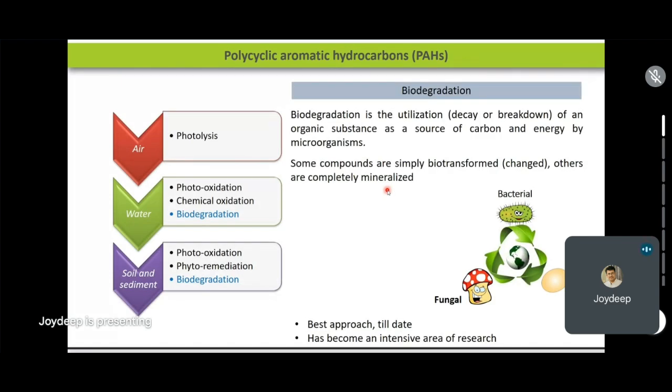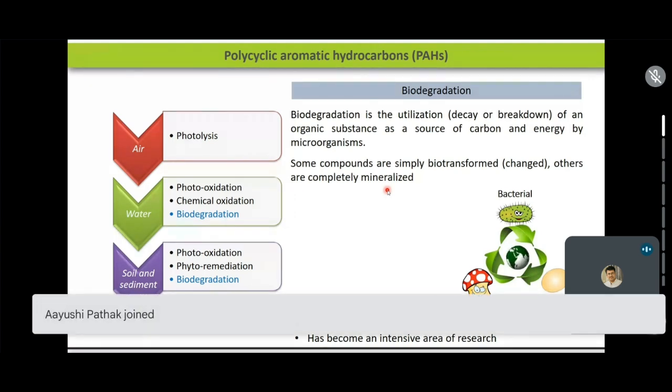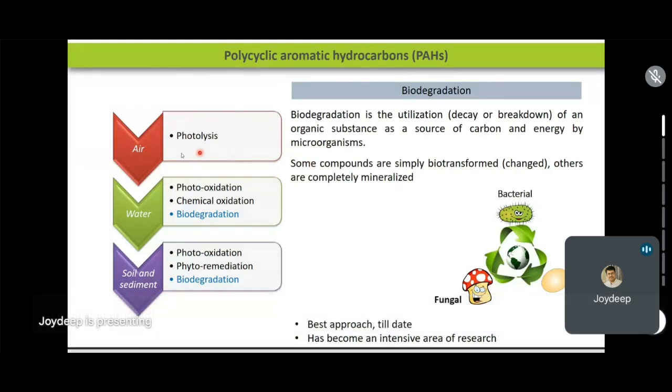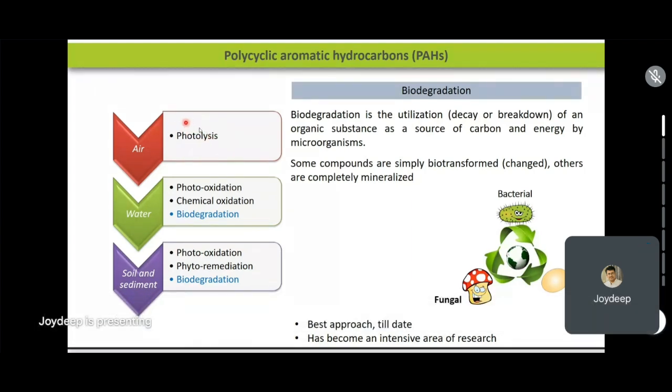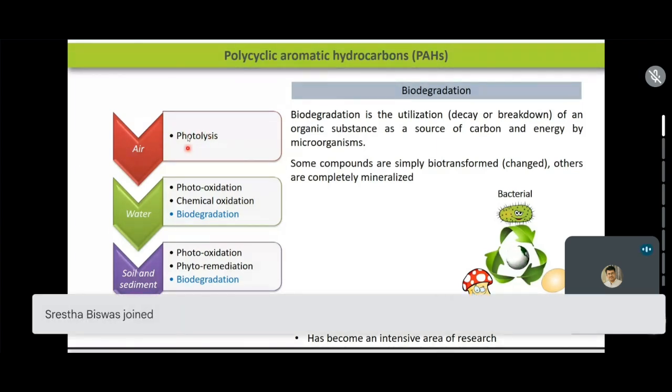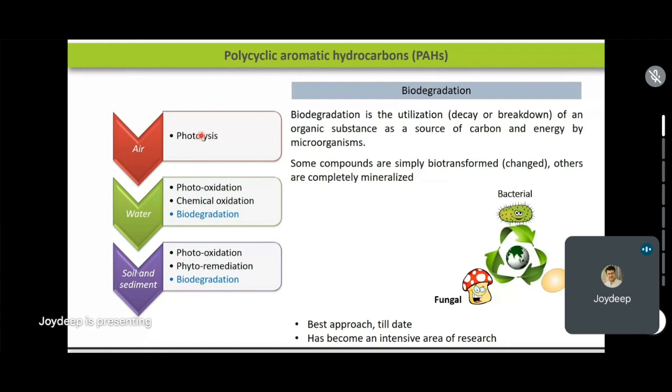So now, talking about biodegradation of these kind of compounds, there are three different ways how these compounds can get degraded. One is photolysis, that is by direct sunlight in the air. So quite often, when the sunlight is intense, it can cause photolysis of these compounds, especially the smaller ones. In water, there are different ways: photooxidation or chemical oxidation, and also in soil and sediment. So photooxidation and chemical oxidation are some of the ways of getting rid of these compounds.